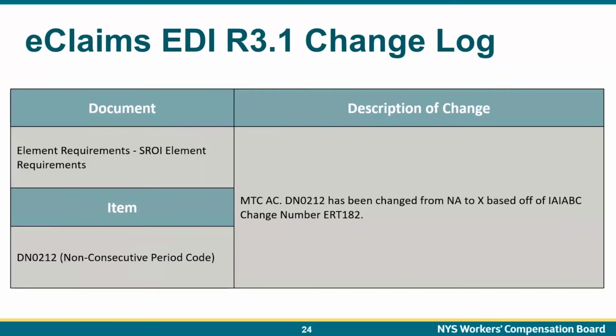eClaims change log item number 41. The non-consecutive period code has been changed to X to be excluded since benefit data is not reported on the SROI AC.